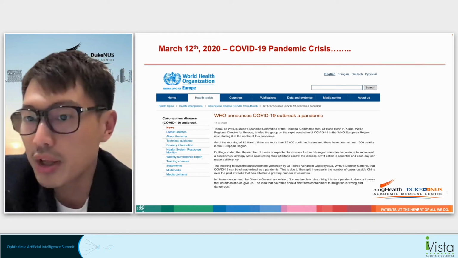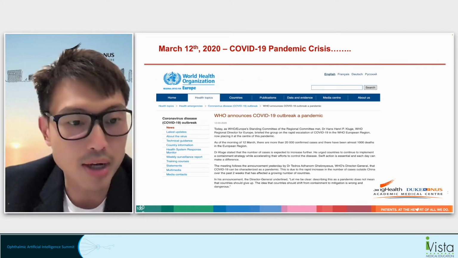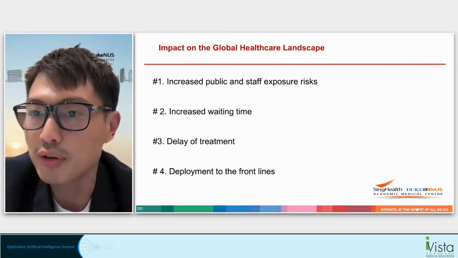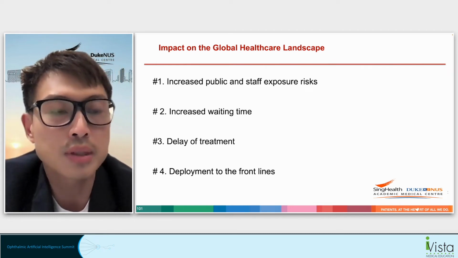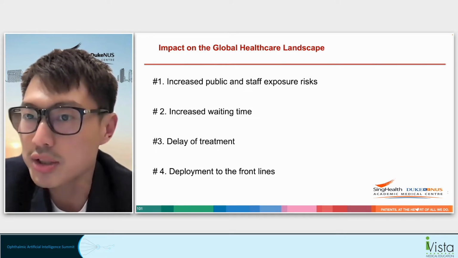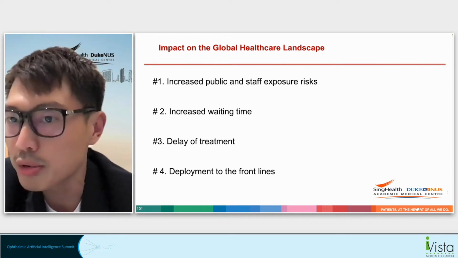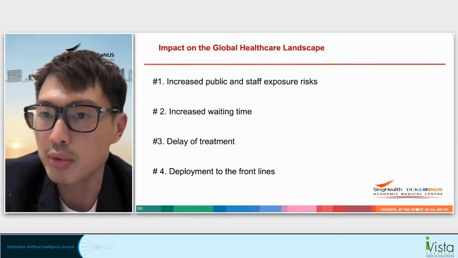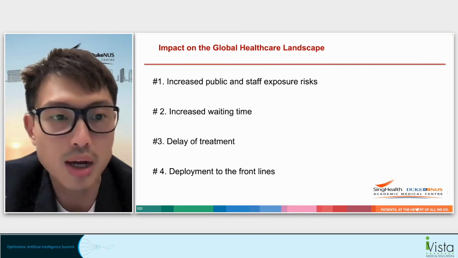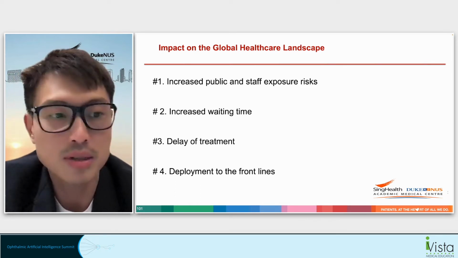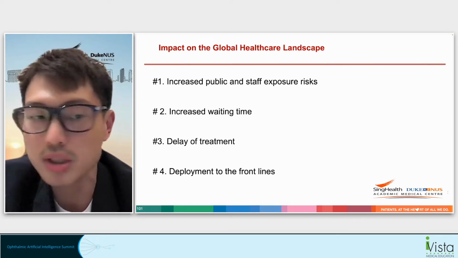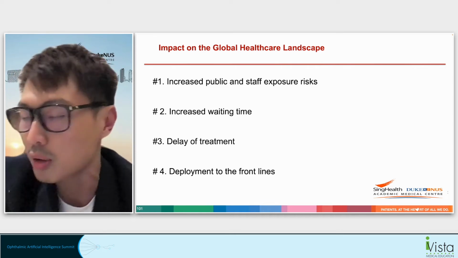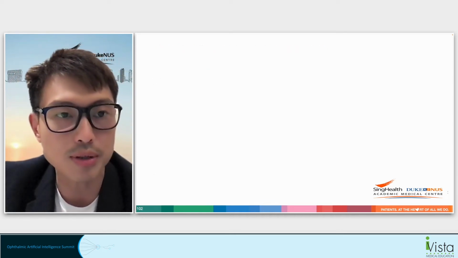So we know COVID has hit us hard over the past 2.5 years, and that has resulted in the urgent need for digital transformation worldwide. The impact COVID has had on the global healthcare landscape includes increased public and staff exposure risk. We see increased waiting time for patients in the hospital system. Some patients unfortunately experience a delay of treatment, partially also because healthcare workers were deployed to the front lines as well.